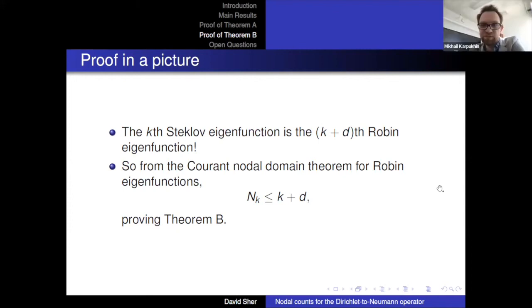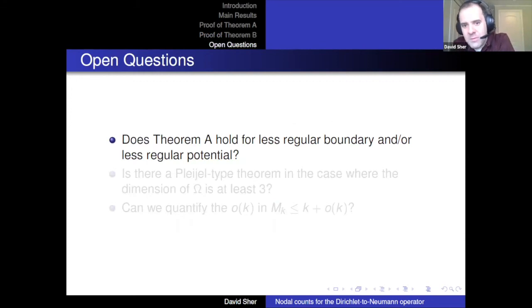Can I ask a question? Yes, Misha. Can you go over your open problem one once again? Does Theorem A hold for less regular boundary and/or less regular potential? Because we wanted to use pseudo-differential calculus, and that requires that both the boundary and Q be smooth. There are some results on partial pseudo-differential calculi, but they're somewhat complicated, and we didn't dig into it. Can you specify the bound that you want? We'd love to show that the limsup of m_k over k is less than or equal to 1.